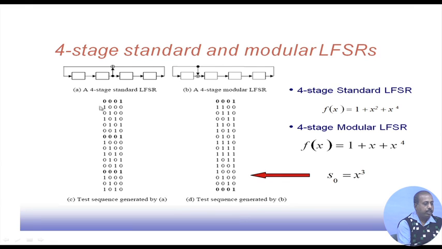In the next step, the second cell and the fourth cell are XORed, and the content is 0. That is coming back to the first cell, so this becomes 0, but this 1 shifts to the next cell, this 0 shifts to the next cell, and this 0 shifts to the next cell. So, we get 0 1 0 0. In this way, after generating 6 patterns, it is repeating itself. So, this has got a period of 6.